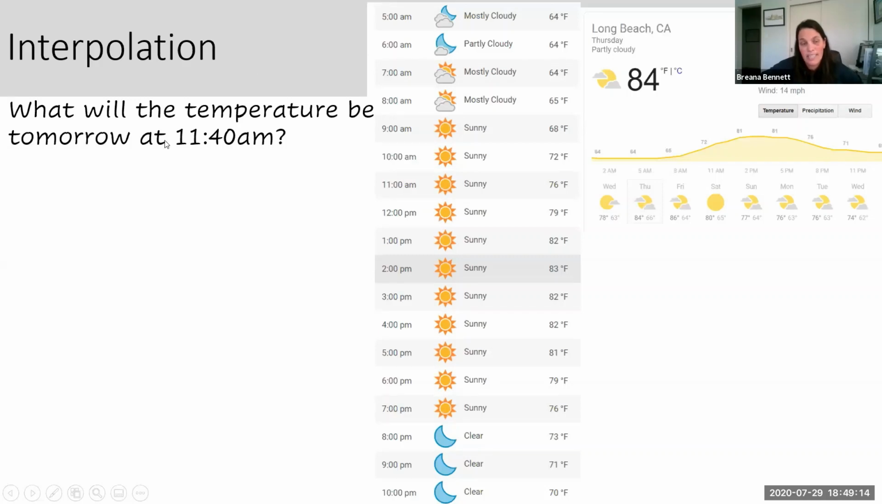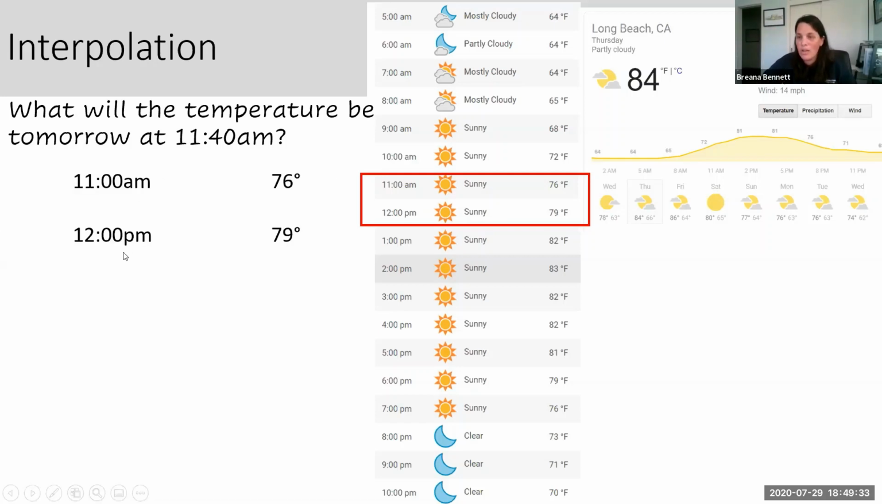Again, this is more interpolation. What will the temperature be tomorrow at 11:45? We can see at 11, it is 76 degrees. At 12, it's 79. So we do this quick interpolation in our head all the time. But now we are going to do it mathematically. So this is my sandwich method, if you will, for those tides and currents people out there.